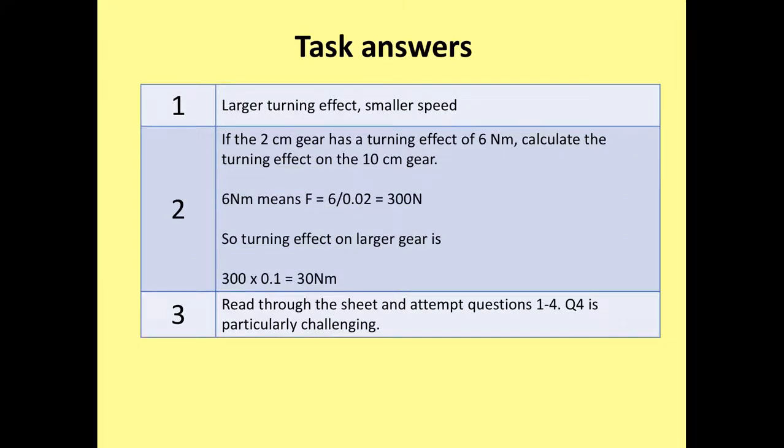So if you have an arrangement as shown, the turning effect will be larger, but the speed will be smaller. If the 2 centimeter gear has a turning effect of 6 Newton meters, the turning effect on the 10 centimeter gear, well, 6 Newton meters means the force would be 6 divided by 0.02, that is 2 centimeters in meters, which gives you 300 newtons. That's the force then acting on the larger gear. 300 times the radius of that larger gear, 0.1 meters, 30 Newton meters.